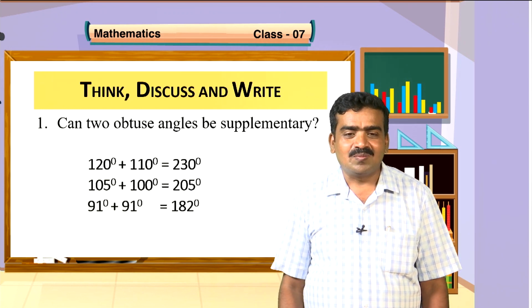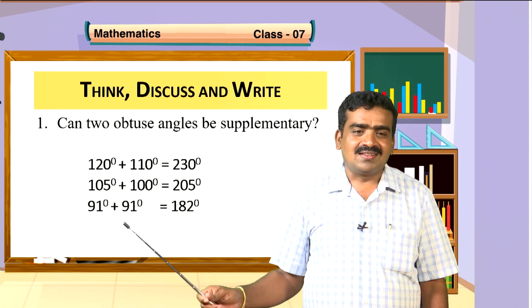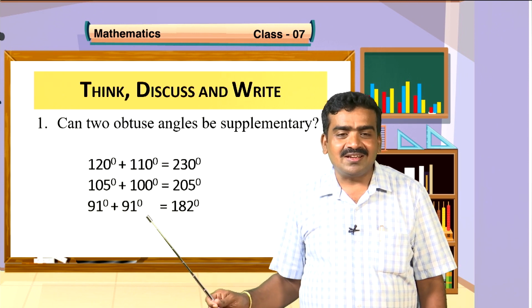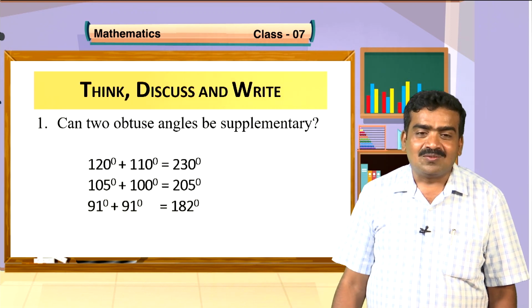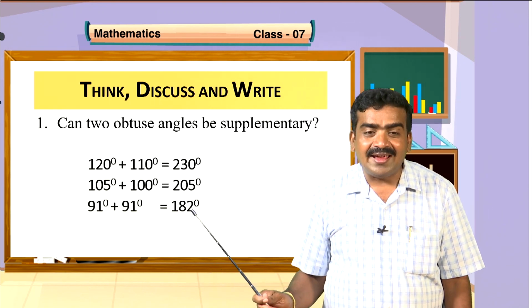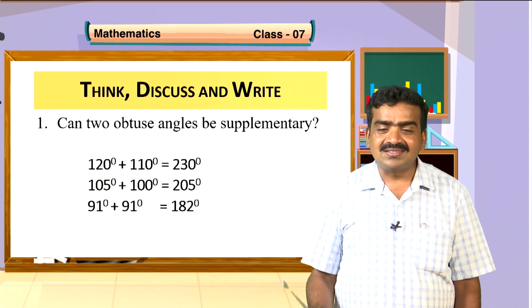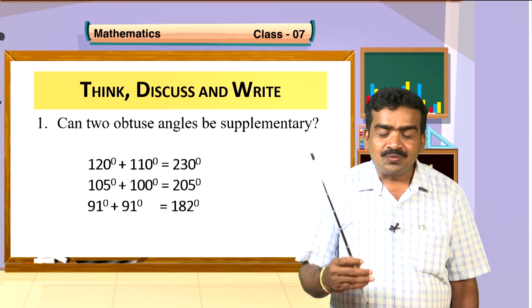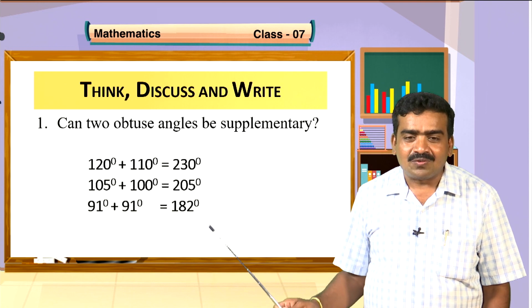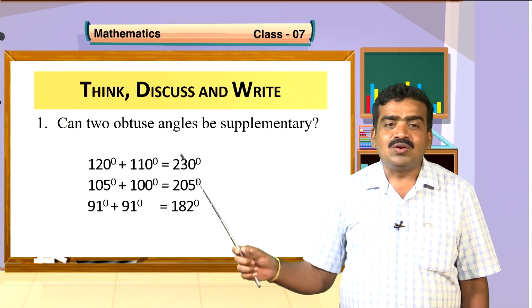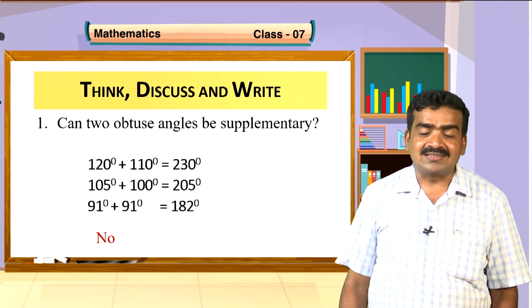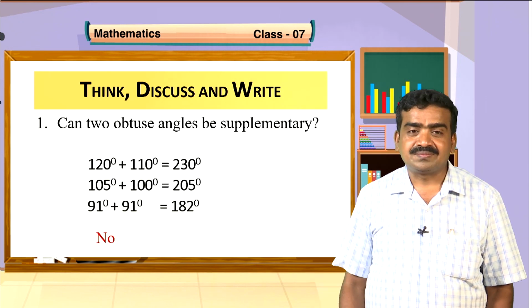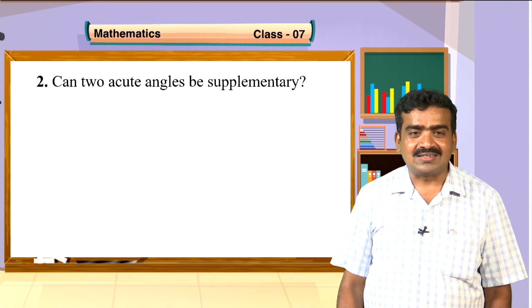Let us take much smaller values. That is 91 degree plus 91 degree. These two are also obtuse angles. What is their sum? It is 182 degree. It is 2 degree more than 180 degree. So therefore, what is the conclusion we can draw? Two obtuse angles never form supplementary angles. Our answer is no. Go to the next question.